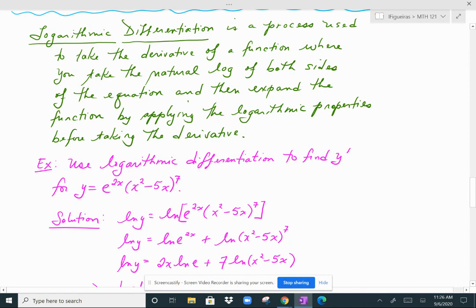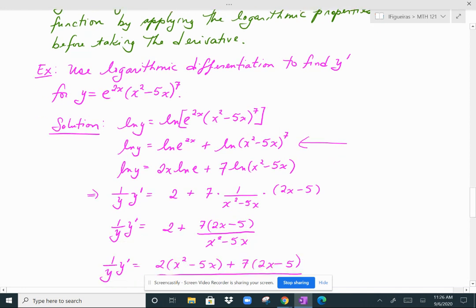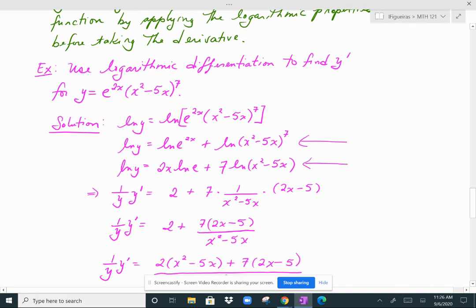All right, with this technique, as I stated above, you take the natural log of both sides. So I now have a new equation. I have ln of y equals ln of e to the 2x times (x squared minus 5x) to the 7th. On the right side, I can expand this. So first, I rewrote the product as a sum of two logarithms. And then I used the first logarithmic law and put the exponents in front. Don't forget that ln of e just becomes 1, so my first term is really just 2x.